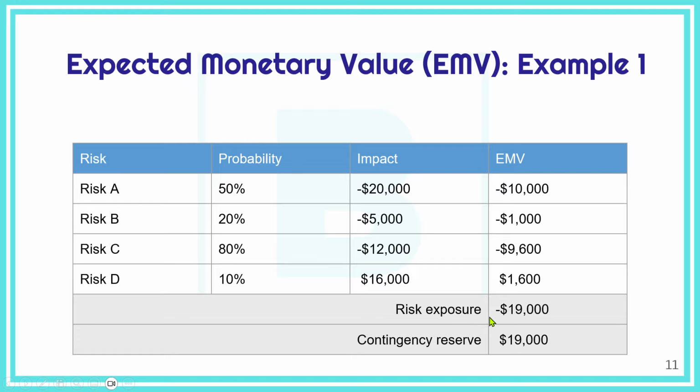If risk exposure was positive, like we saw in example 2, then we shouldn't have a contingency reserve. Okay, so this is an advanced technique called expected monetary value. So what's the monetary value we expect out of the risk? And this is how we create the contingency reserve for the threats. Remember, contingency reserve is for the threats, not the opportunities.